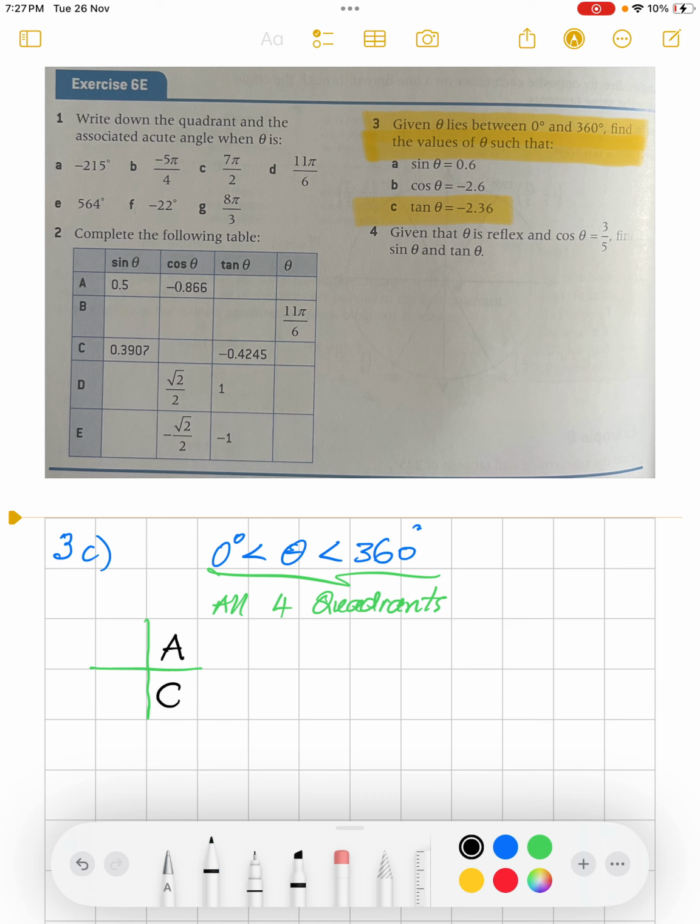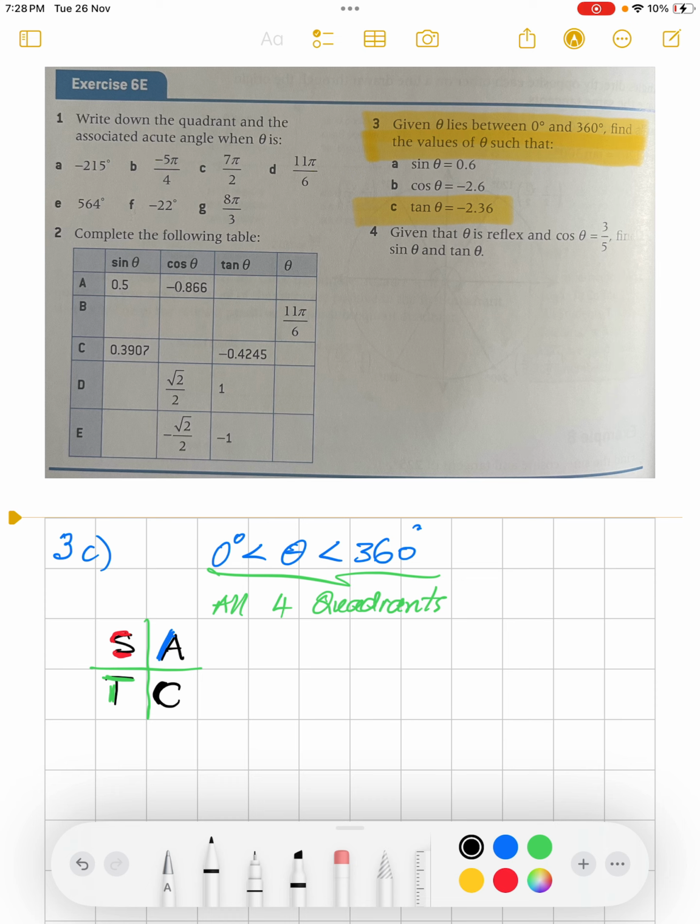there's the CAST rule, where we know that they're all positive in quadrant 1. Only sine is positive in quadrant 2. Only tan is positive in quadrant 3. And only cos is positive in quadrant 4. So that's an important concept.